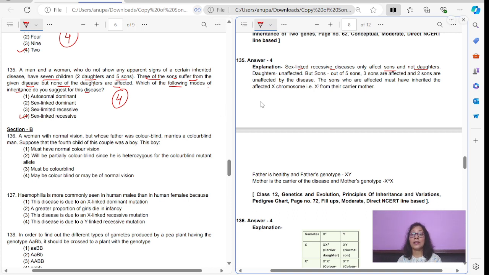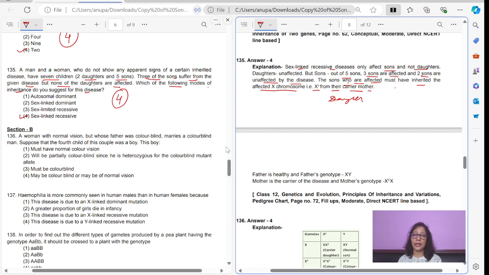And the reason is as follows. Here you can also see that out of 5 sons, 3 sons are affected and 2 sons are not affected by the disease. The sons who are affected must have inherited the affected X chromosome, that is XC, from their carrier mother. And if the mother is a carrier, then this disease will not be transmitted to daughters.